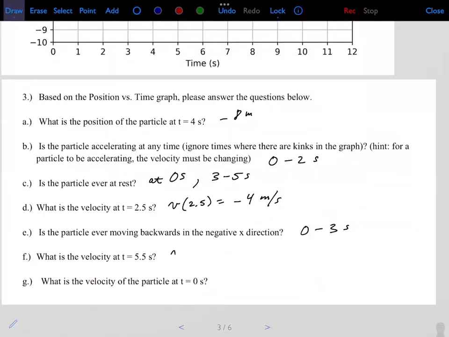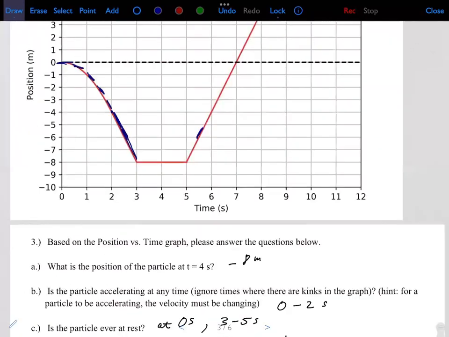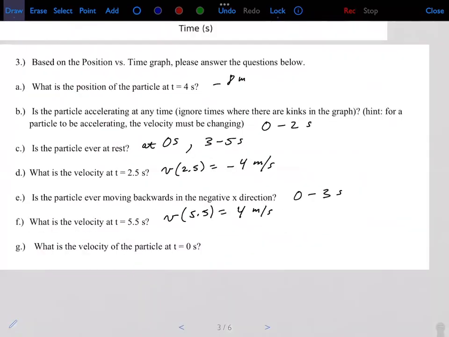So I could say velocity at 5.5 is equal to +4 meters per second. And then what is the velocity of the particle at 0? We already talked about that. Right at 0, that slope is 0, right? The slope of that tangent line. So we could say the velocity at 0 is equal to 0 meters per second, just for an instant, right? At 0, and then it starts changing. So it becomes negative right after it.